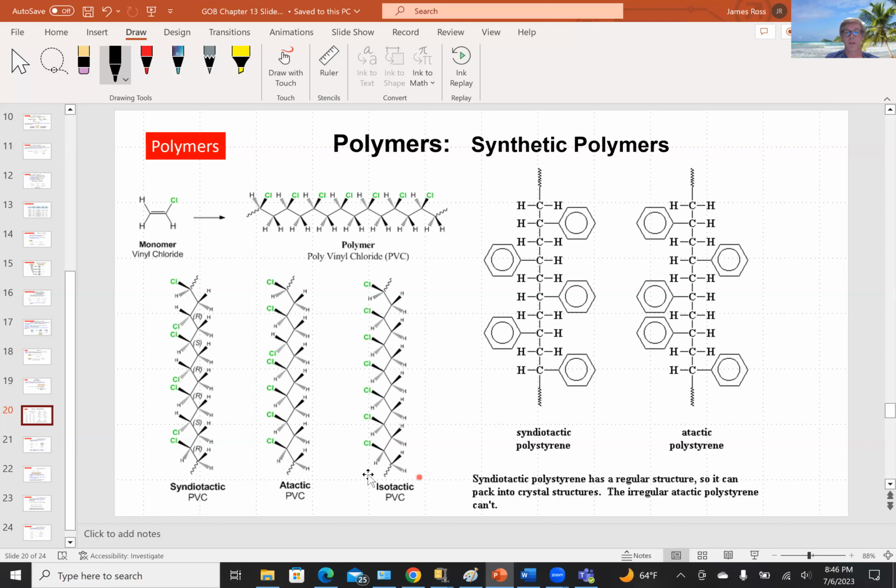If you look at this isotactic version of PVC, you can see that the Cls are all in exactly the same location. Here, the wedge means it's coming towards you, and the dash means it's going away from you. All the chlorines are pointing towards you, so that would be an isotactic structure. Iso just means the same. They're all coming at you.